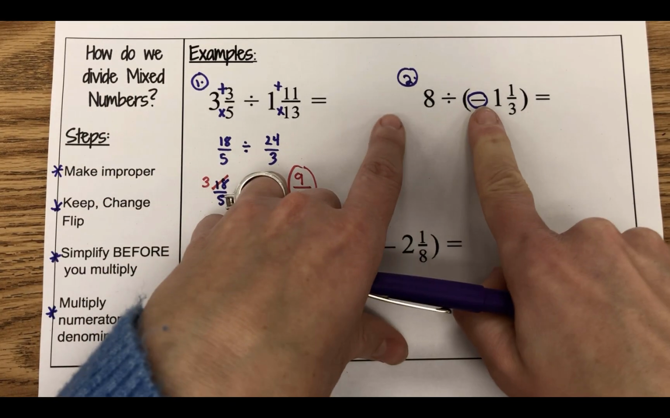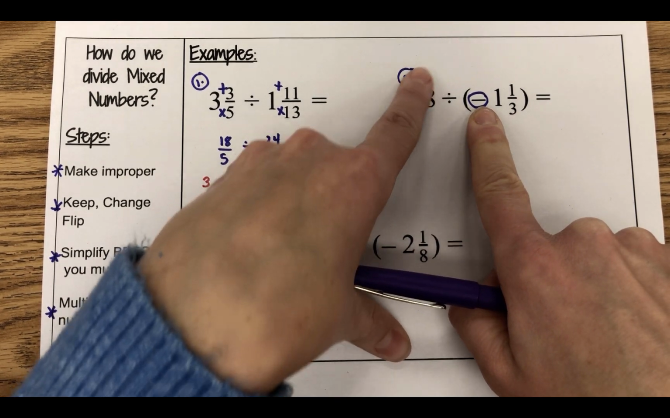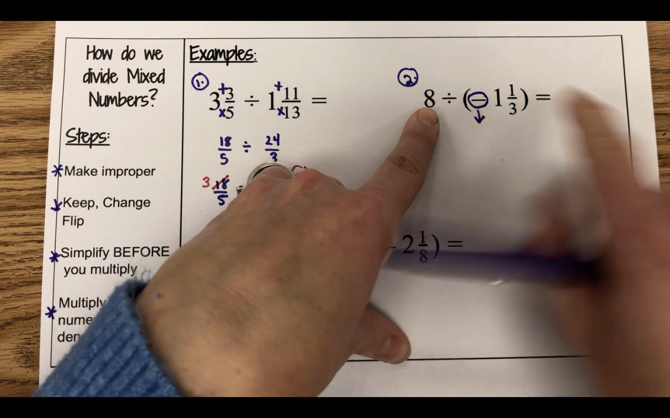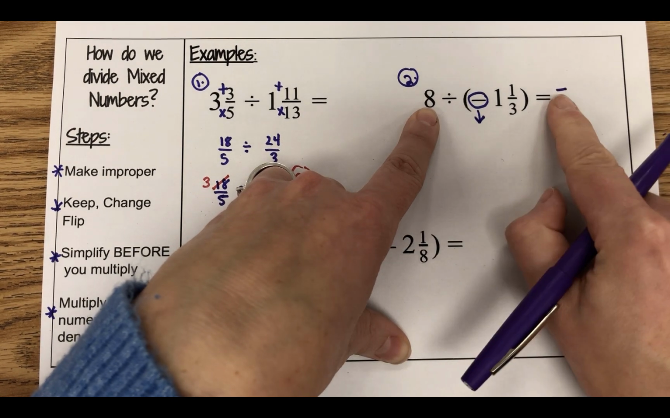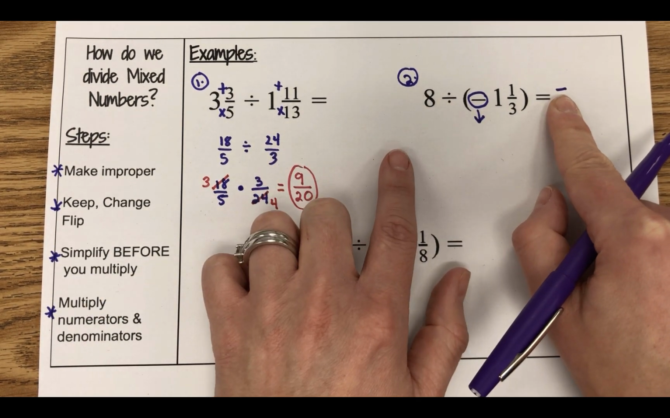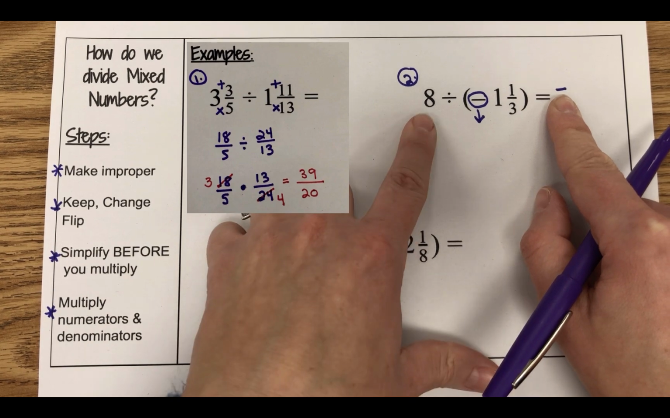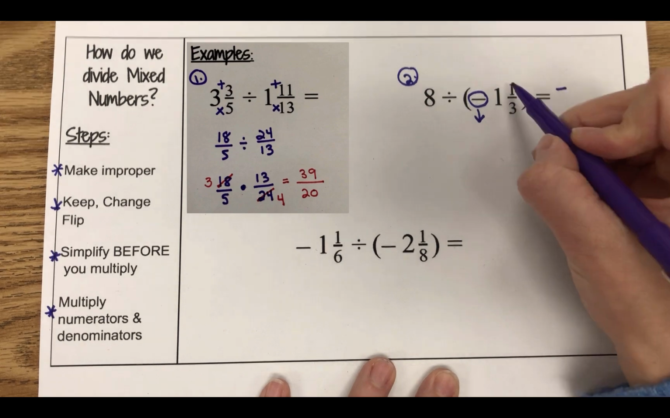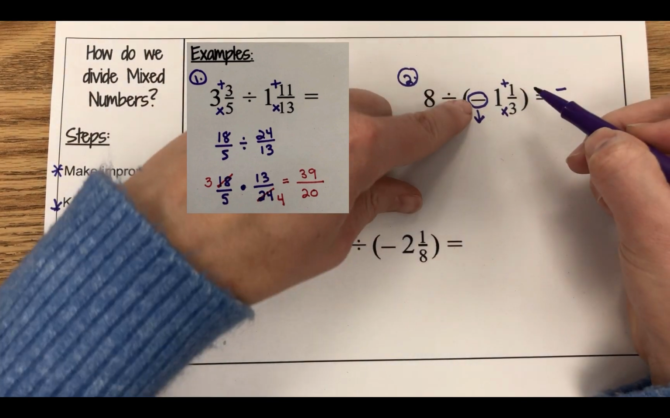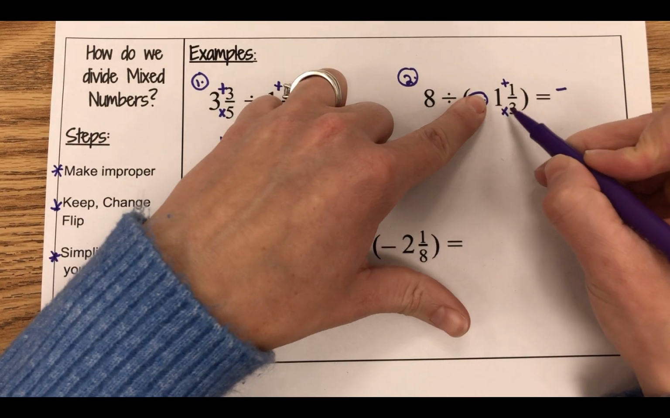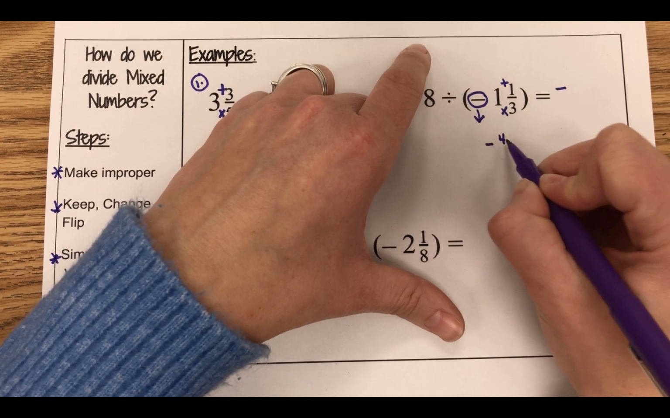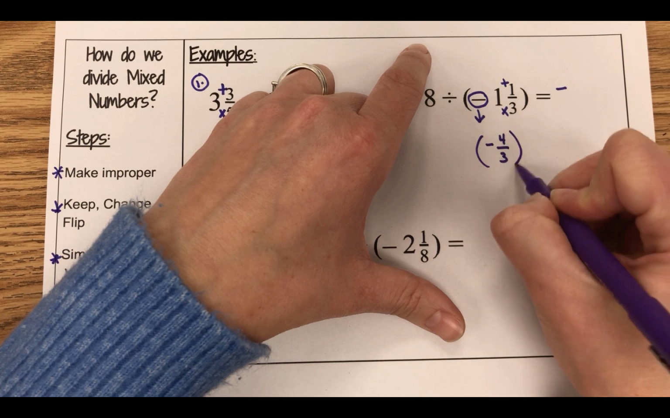Now, this one is a minus, this one has nothing in front of it. The positive is the default, so do my signs agree? No, they do not. That means my final answer is going to be negative. I'm going to put a negative over there just to help remind myself. Then, before I keep change flip, I'm going to change my mixed numbers into improper fractions. Remember, this minus is just going to come down. So 1 times 3 is 3, plus 1 is 4. So I have a negative 4 thirds.